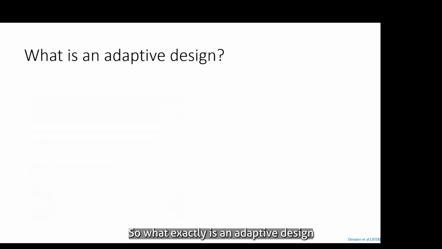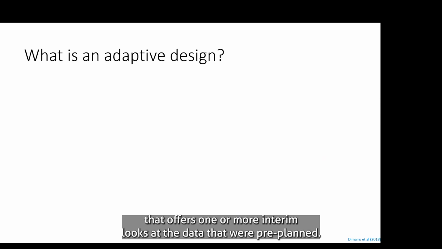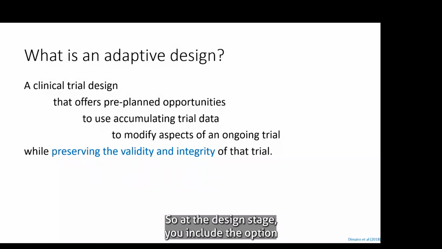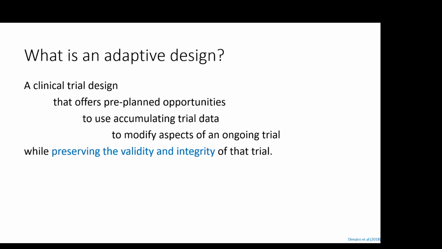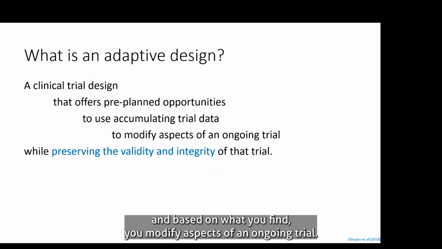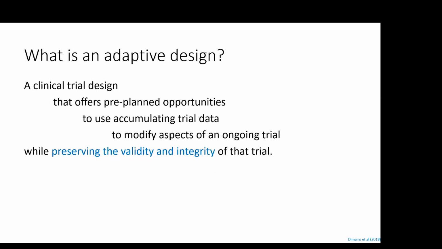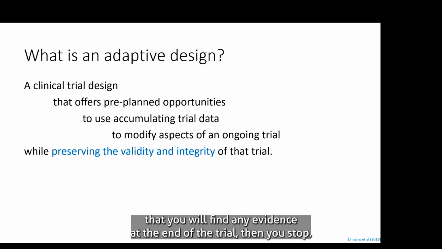So what exactly is an adaptive design? An adaptive design is defined as a trial design that offers one or more interim looks at the data that were pre-planned. So at the design stage, you include the option to look at accumulating outcome data, and based on what you find, you modify aspects of an ongoing trial. For example, if you find that there's virtually no evidence of effectiveness of the trial intervention, or it's very unlikely that you will find any evidence at the end of the trial, then you stop.